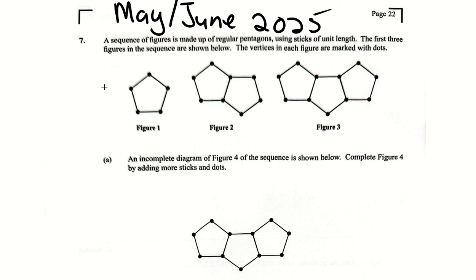Question says a sequence of figures is made up of regular pentagons, which just means 5-sided shapes, using sticks and unit lengths. Again, unit lengths means 1 centimeter, right? The first 3 dots figures in the sequence are shown below. The vertices in each figure are marked with dots. An incomplete diagram of figure 4 of the sequence is shown below. Complete figure 4 by adding more sticks and dots.